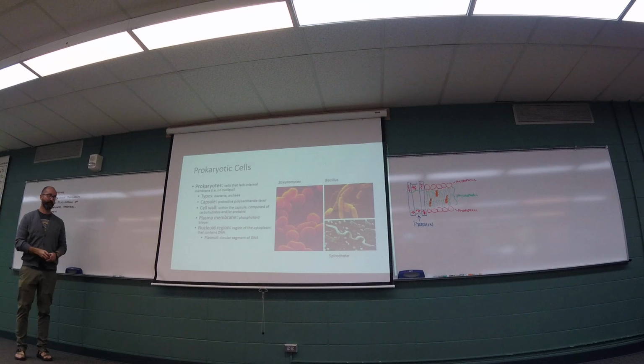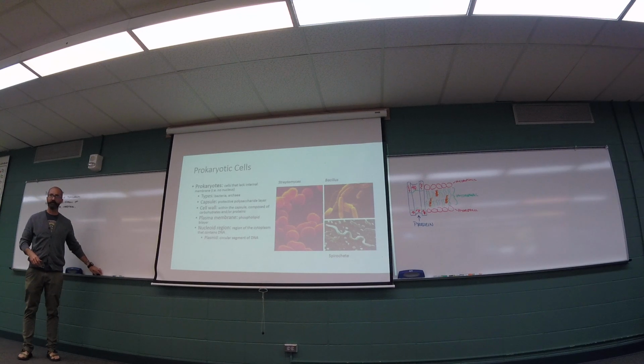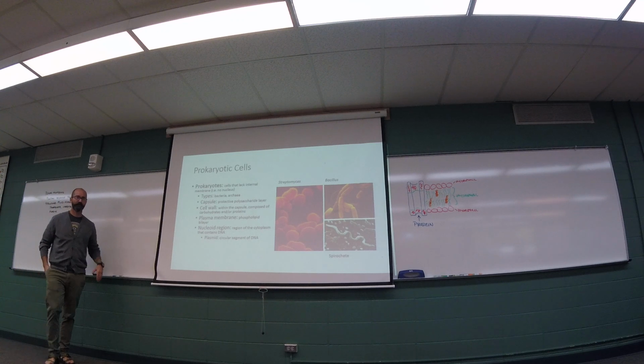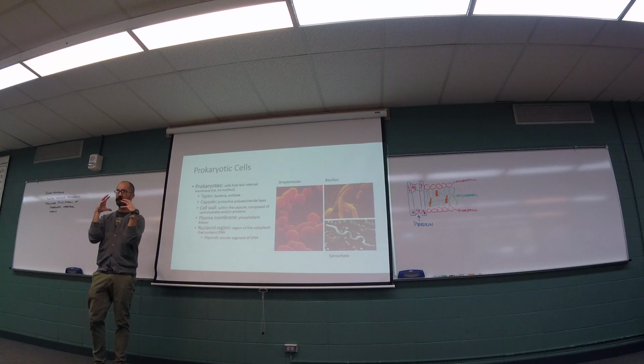Inside the plasma membrane, there is what's called a nucleoid region. They don't have an organized nucleus like we do. So our nucleus is just a glob of membrane that holds on to our DNA. Their DNA is just kind of loose inside their cells, but their DNA kind of congregates in one specific area, and that specific area is referred to as the nucleoid region.